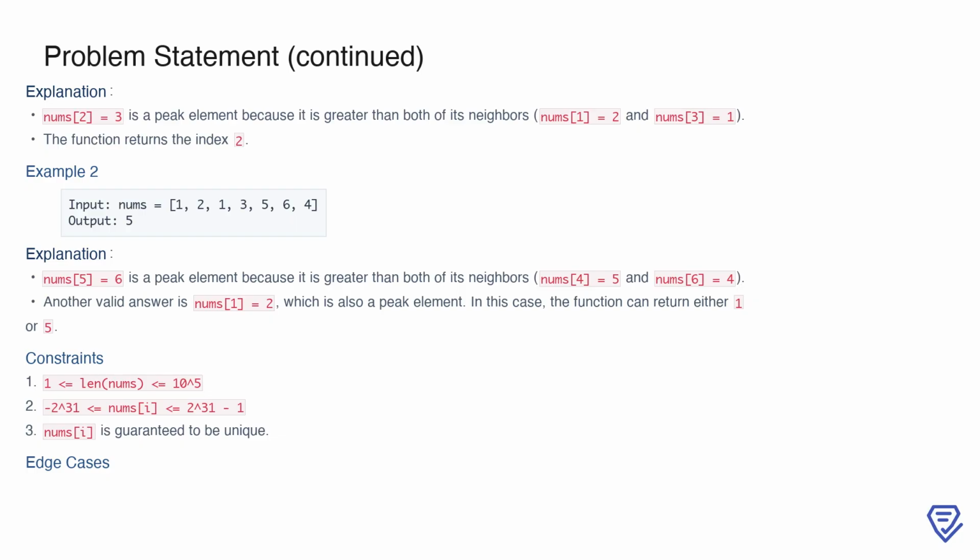Now, in the second example, the input is nums equals [1, 2, 1, 3, 5, 6, 4]. Here, one valid peak is at index 5, where the element is 6. It is greater than its neighbors, nums[4] equals 5 and nums[6] equals 4. Another valid peak is at index 1, where the element is 2. It is greater than its neighbors, nums[0] equals 1 and nums[2] equals 1. Since the problem allows any valid peak index to be returned, the function can return 1 or 5. These examples help illustrate how the definition of a peak works in practice.